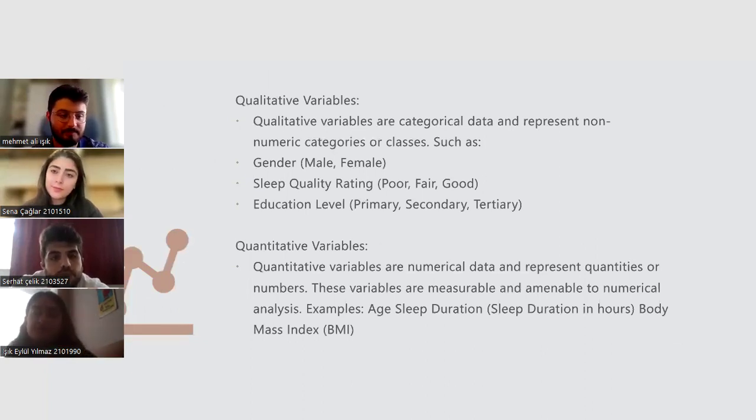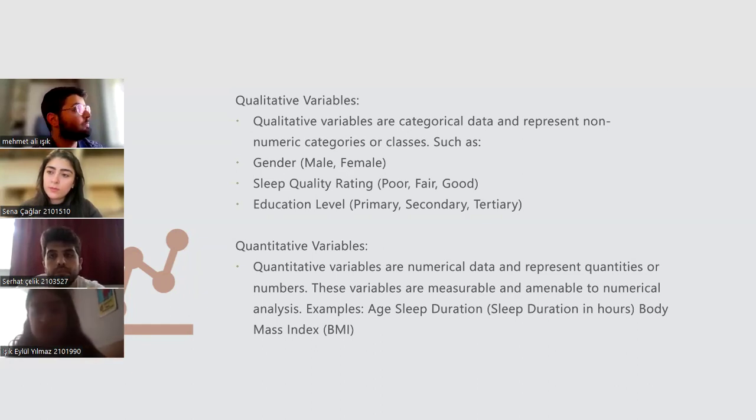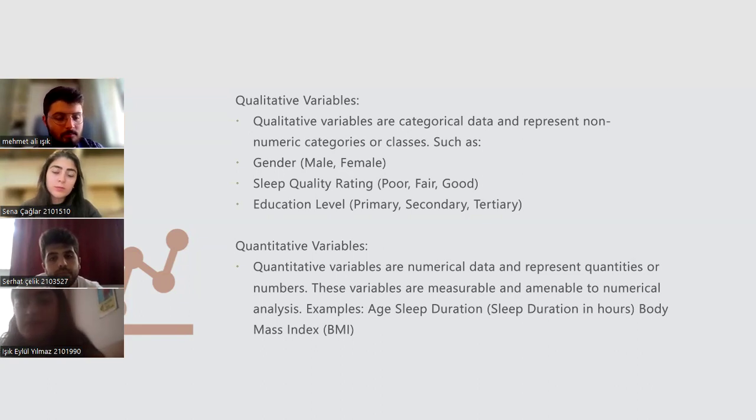Our variables include qualitative variables and also quantitative variables. Qualitative ones are the non-numeric ones, and gender, quality rating, and education level are included in the qualitative variables part. And in the quantitative part, they are numerical data like age, sleep duration, and body mass index.